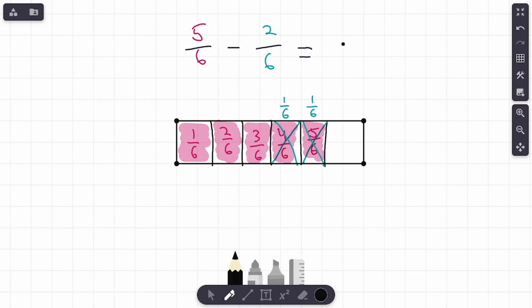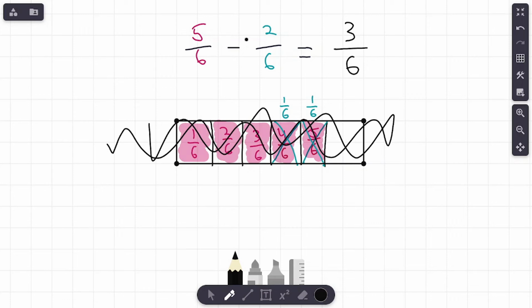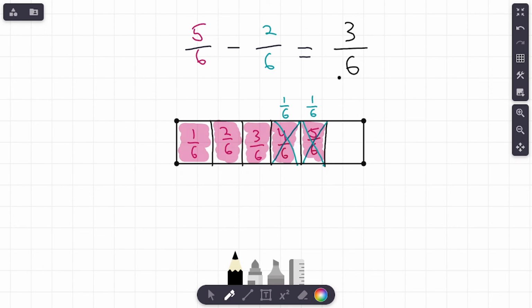1/6, 2/6, 3/6. Now ignore the model for a second. Take a look at our expression up here. Notice, how did we get this 3 in our numerator? We subtracted the numerators, 5 minus 2, and got 3. We did not subtract the denominators. The denominators we do not subtract. They stay the same.